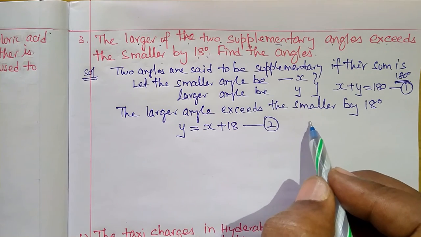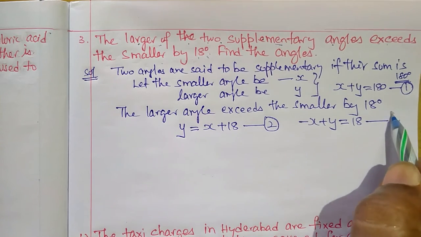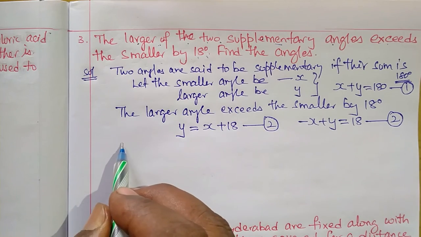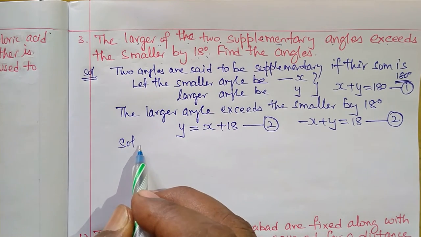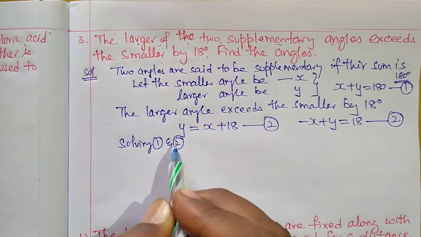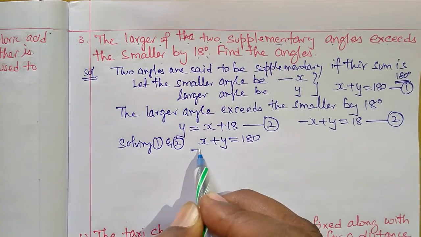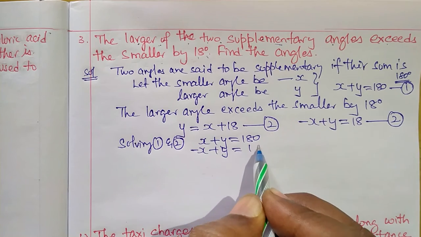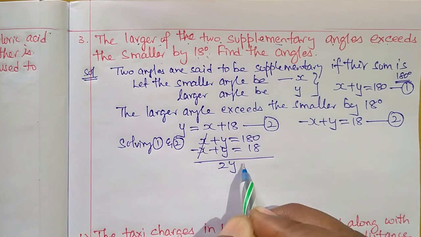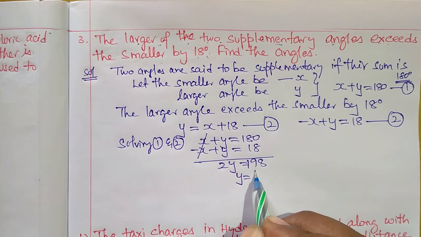Now if you bring the variables to one side, it is minus x plus y is equal to 18, the second equation. Now if you solve these two equations, we are going to get the values of x and y. I can use either the elimination method or the substitution method. Solving 1 and 2, I will go for the elimination method. x plus y is equal to 180 degrees. Minus x plus y is equal to 18 degrees. If I add these two, x gets cancelled. 2y is equal to 198.